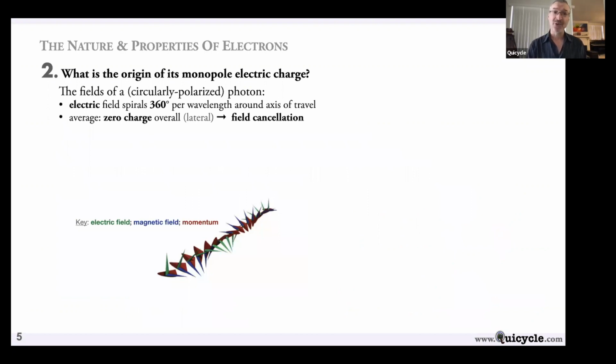So now that we know the structure of the electron, where does its charge come from? What is the nature of charge? Now, if we look at the photon that makes up this particle, when the photon is traveling straight, its electric field completes a 360-degree rotation around its axis of travel for every wavelength. And that means that its electric field is going to average to 0 overall, which means a photon is not going to have any charge, laterally.